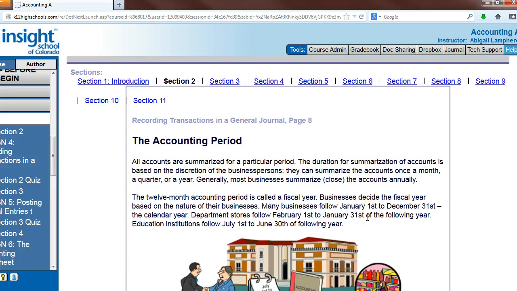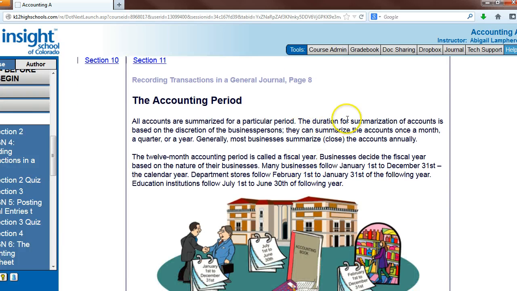Okay, the accounting period. So all accounts are summarized for a particular period. This is information we've covered before too. So the duration for summarization of accounts is based on the discretion of the business persons. Okay, so basically that says whoever the business owner is, it's up to them to decide if they want to do monthly or quarterly or yearly summarization of their accounts. Most businesses do close their accounts annually though.